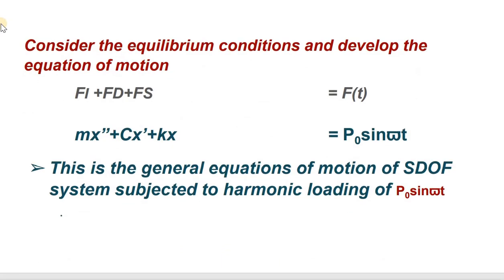So you can see here, considering equilibrium, there will be three forces: one is the inertia force, next is damping, and next is stiffness. Then that will be equal to the external force. So here m x double dot plus c x dot plus k x is equal to f of t. Now we are considering f of t as P sin omega t.